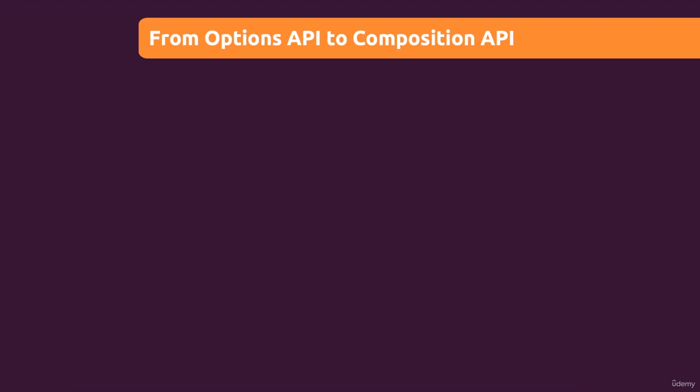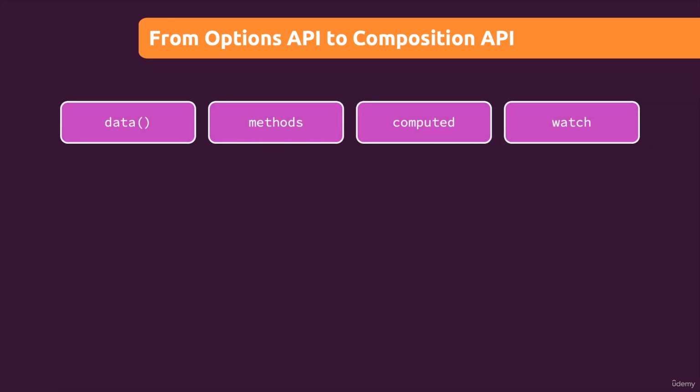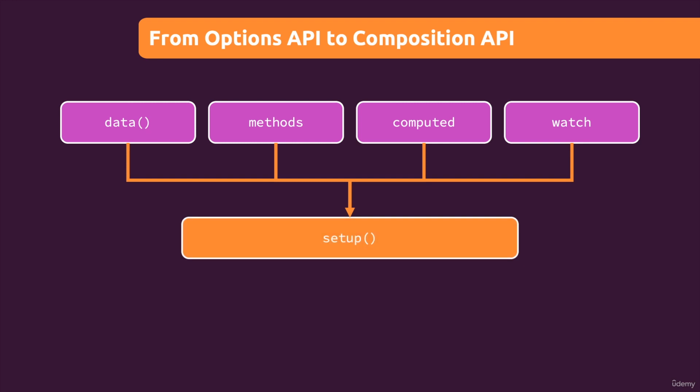So let's now dive into the Composition API. I already mentioned that we're talking about data, methods, computed, and watch, these four options from the Options API, which will now be handled differently in the Composition API. These four options are in the end going to be replaced with code we're going to write in the new setup option, a new setup method we can add to our object, our component or Vue app configuration object.